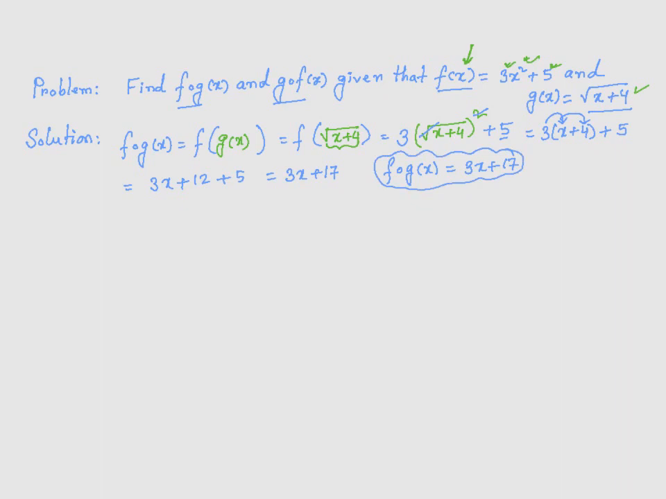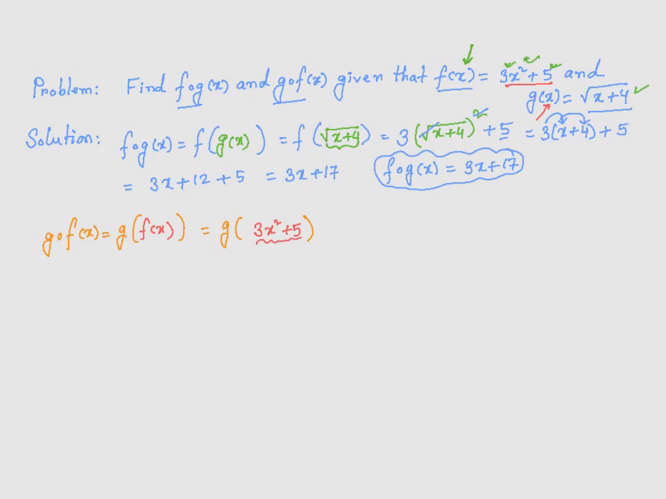Now the other one, g composed with f of x. So let's do g composed with f of x. G composed with f of x is equal to, by definition, g of f of x, right? Now let's look at it. What is f of x? f of x is 3x squared plus 5. So g is taking as input, instead of x, 3x squared plus 5.